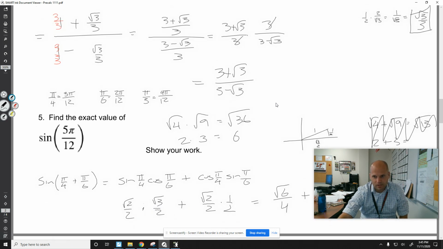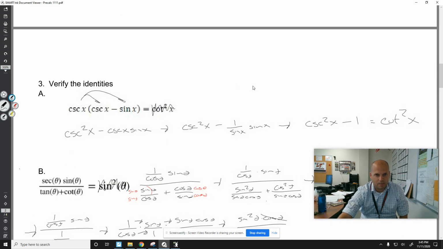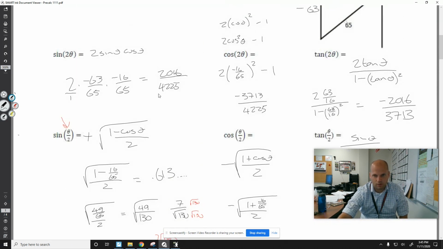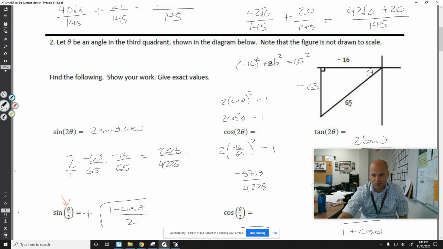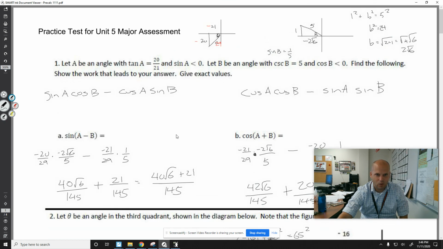I can tell you one thing. The numbers that you're going to be using are going to be easier than these doozies of 16, 36, 63, and 65, or 20 and 21 and 2 root 6. It's probably more like 3, 4, 5 right triangles and 6, 8, 10s and 5, 12, 13s. So just those numbers.